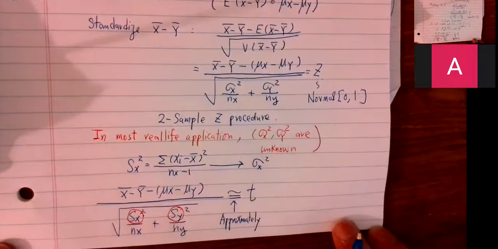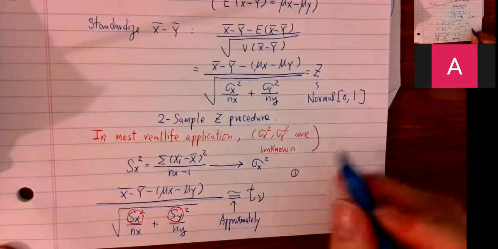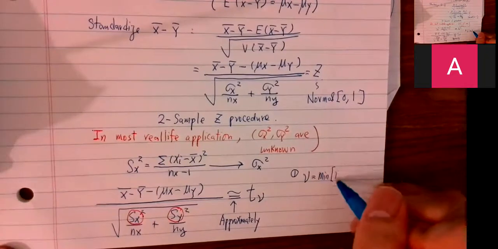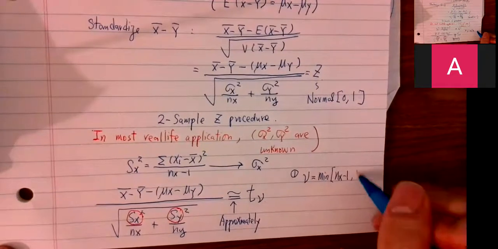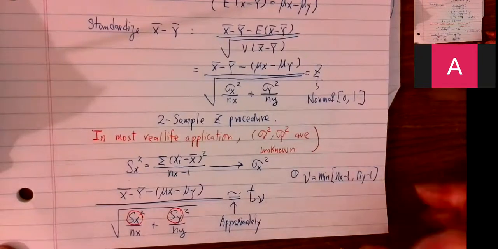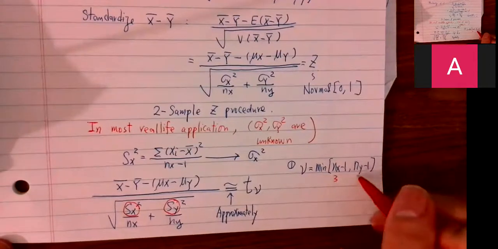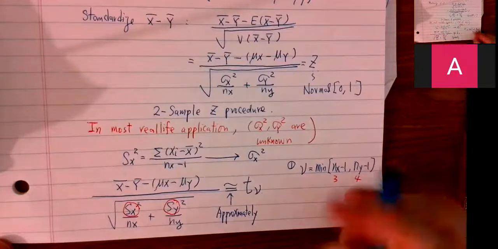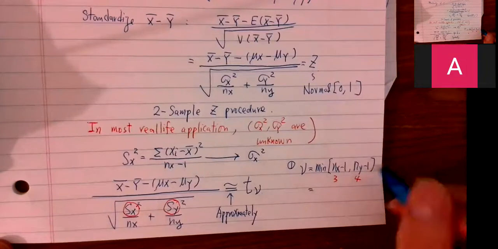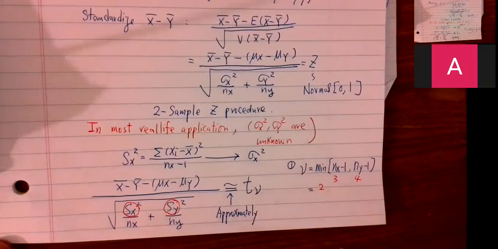Okay? Just approximately. For nu, there are two ways people calculate it. Nu is equal to the minimum of Nx minus 1, Ny minus 1. For our example, Nx is 3, Ny is 4. So the minimum is what? 3 minus 1 is 2, 4 minus 1 is 3, the minimum is 2 for our example. Okay? This is one way people do it.